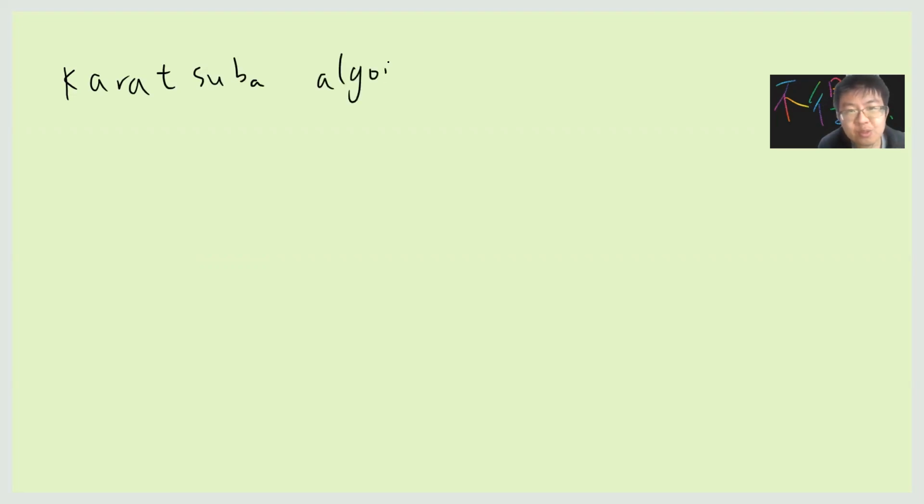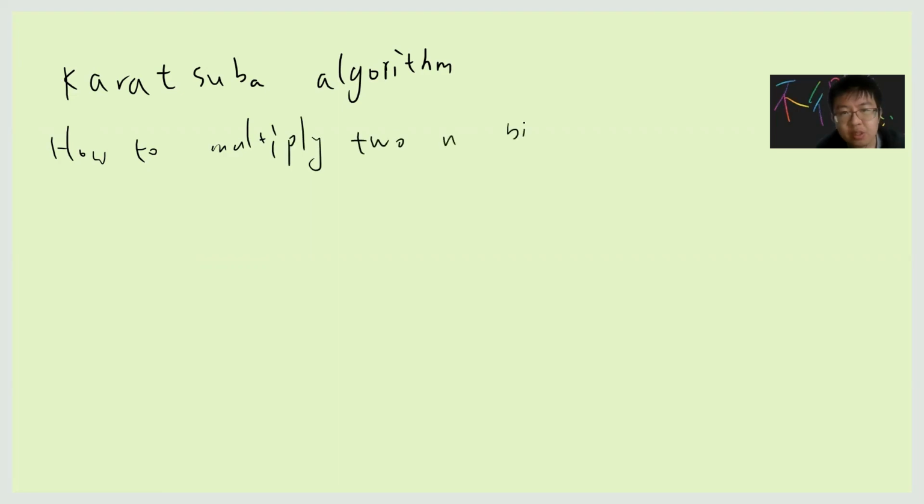This will be a very short video, but I introduce this algorithm because I think it is creative and interesting. The idea is how to multiply two n-bit numbers. Let's say you choose base to be 2, or you can choose base to be 10. Basically, any positive integer greater than 1 is okay.